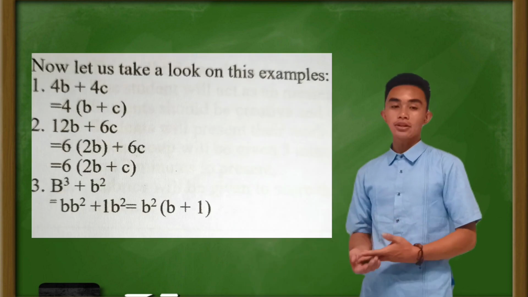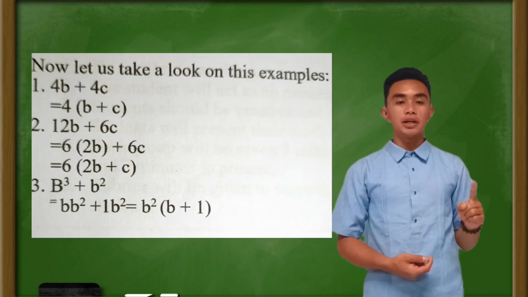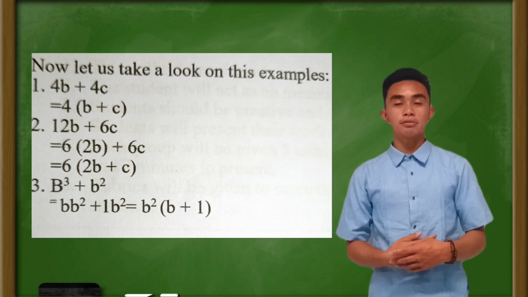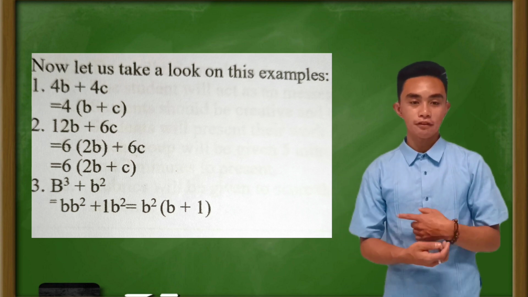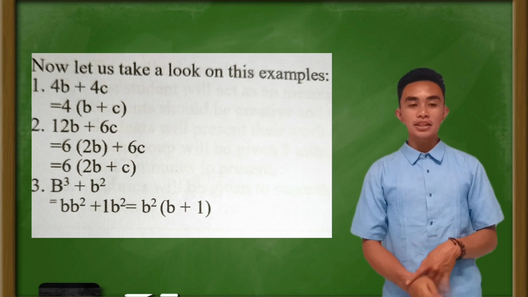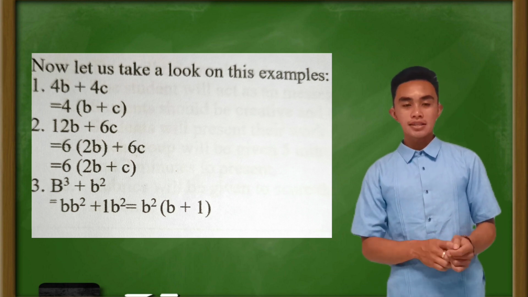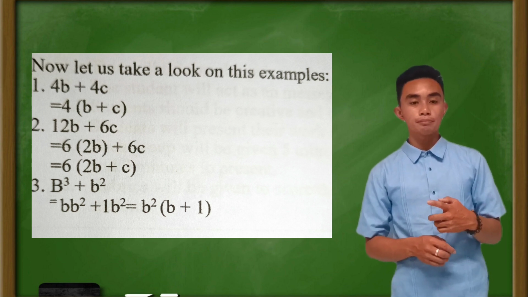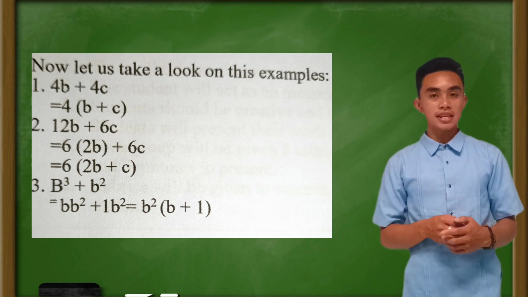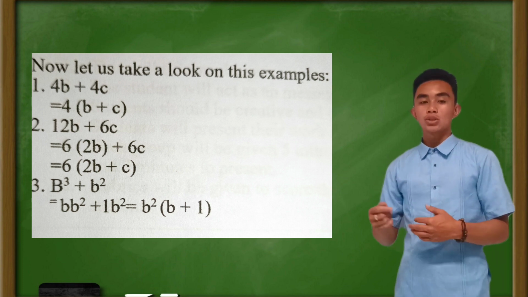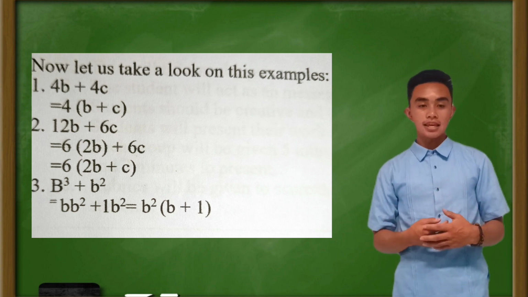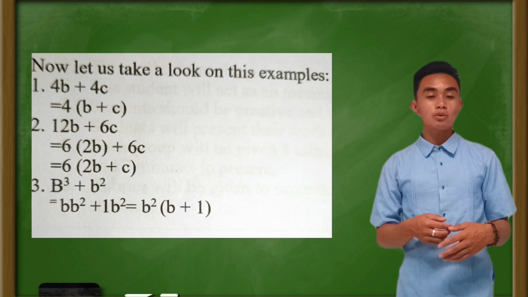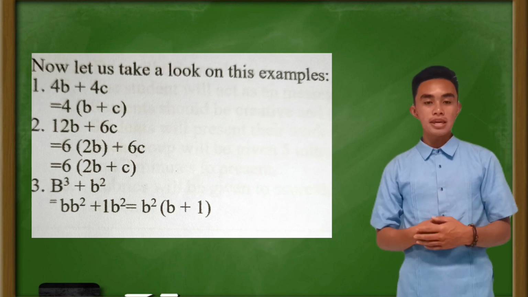Now, let us take a look at this example. So number 1, 4B + 4C. We need to find the common monomial factor of this 4B + 4C. So the common monomial factor of 4B + 4C is equal to 4, since they are the same, and we need to put our quantity (B + C). For number 2, 12B + 6C.